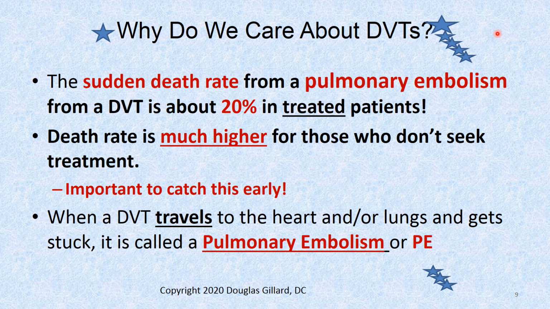Look at these death rates for treatment. For a pulmonary embolism, so that's a blood clot that forms in the leg, breaks loose and travels through the heart, gets stuck in the lungs, the death rate's about 20%. That's with treatment. Almost a quarter of the people will die. The death rate is much higher for those who don't seek treatment, and much higher for something called a saddle embolism, which we already talked about in class.